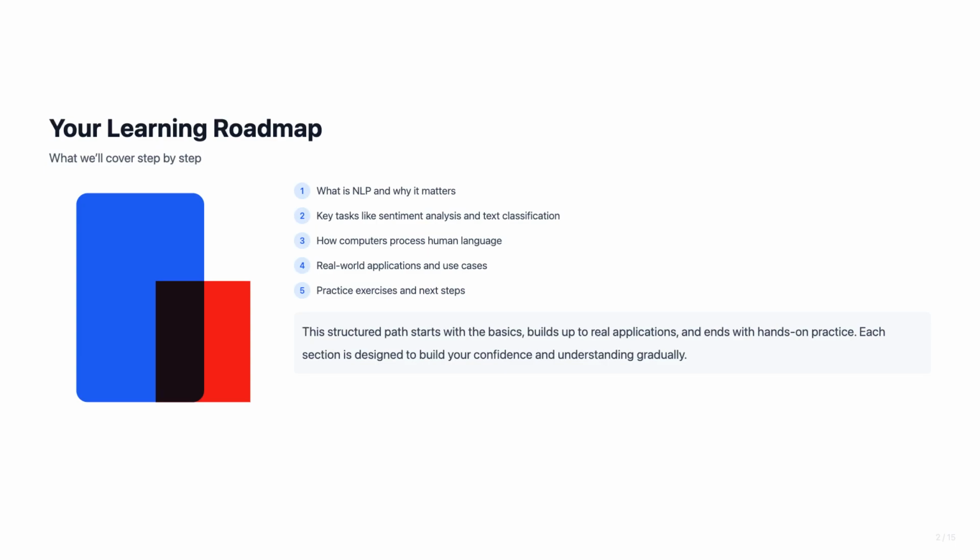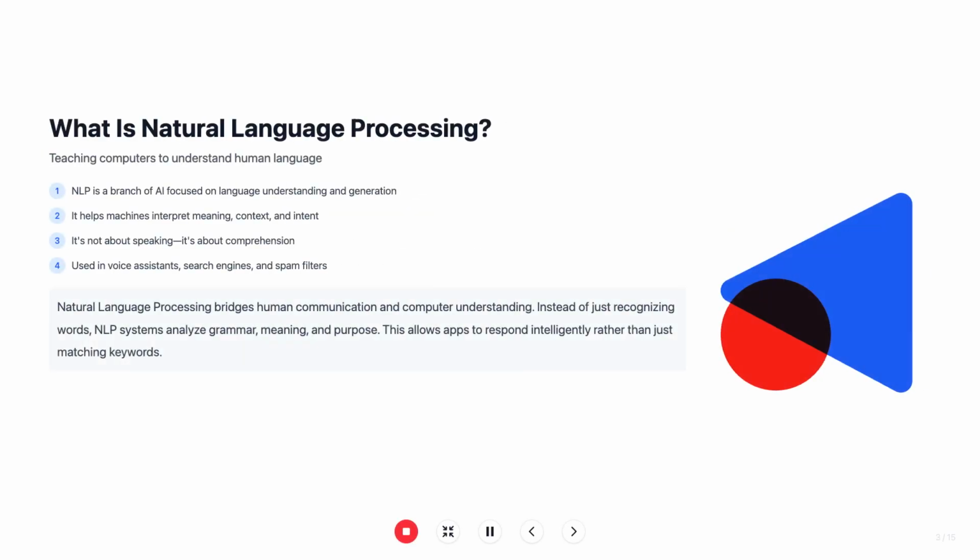First, we'll answer, what exactly is NLP? Then, we'll explore the main jobs computers do with language like spotting emotions in text or sorting emails. Next, we'll peek under the hood and see how machines turn words into numbers they can work with. After that, we'll look at real life uses, from customer service bots to social media monitoring. Finally, we'll wrap up with practice ideas and ways to go deeper. This journey is designed to be clear, practical, and engaging. Ready to get started? Let's start with the big question, what is NLP?